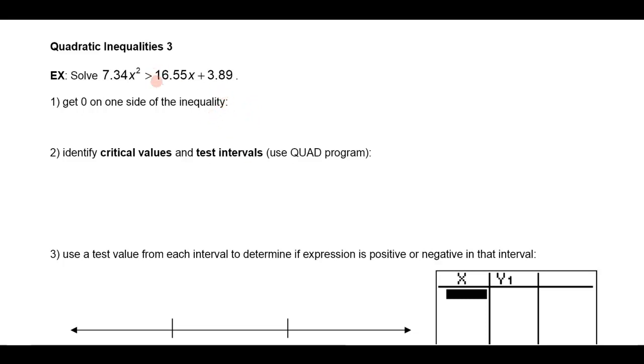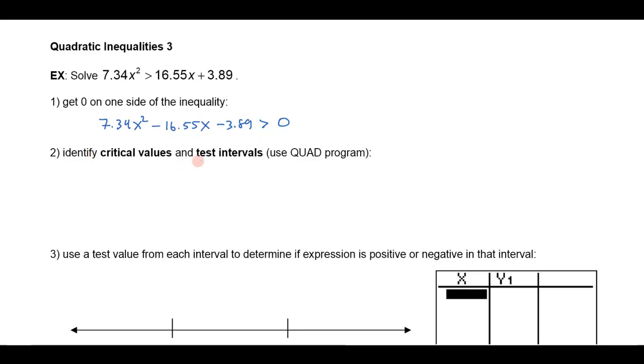So the first thing you want to do when you solve a quadratic inequality is get 0 on one side. In this case I'm going to bring everything over on the left. I want to know where 7.34x squared minus 16.55x minus 3.89 is greater than 0. So notice I have a quadratic expression on the left hand side, and I want to know where it's greater than 0.